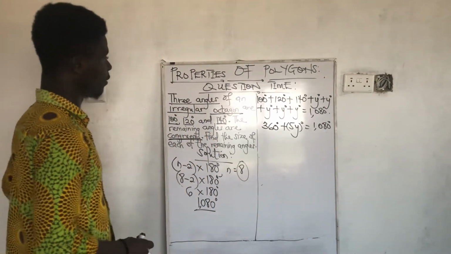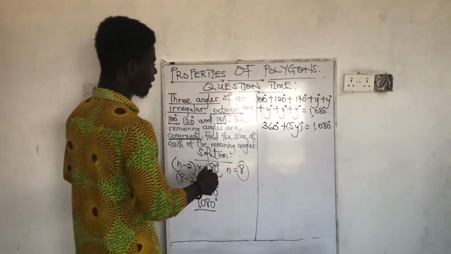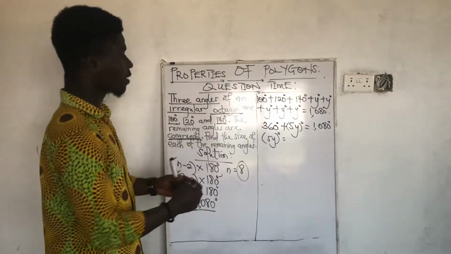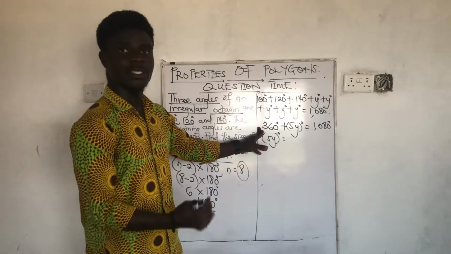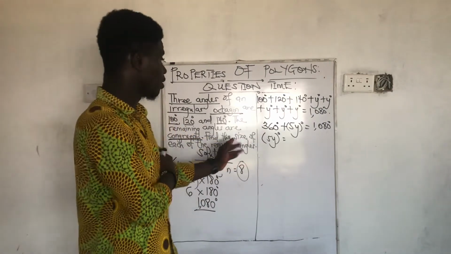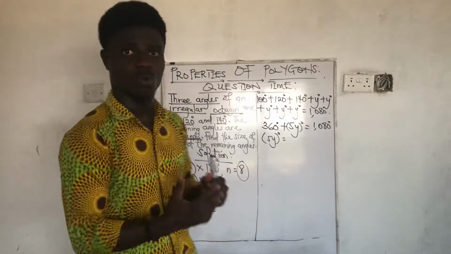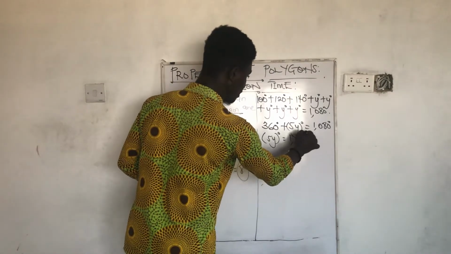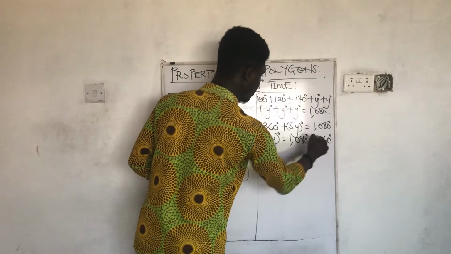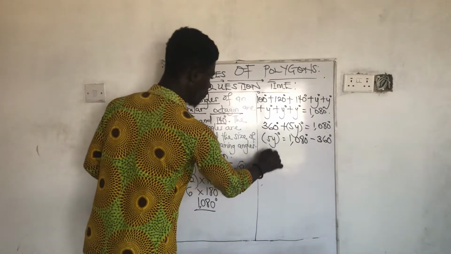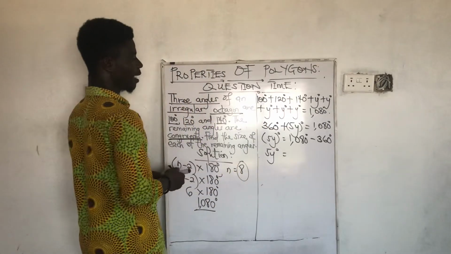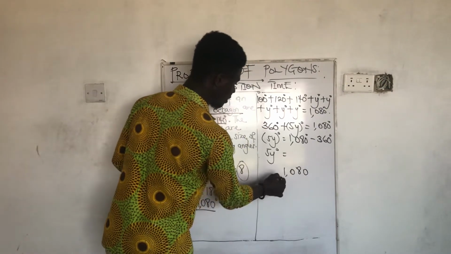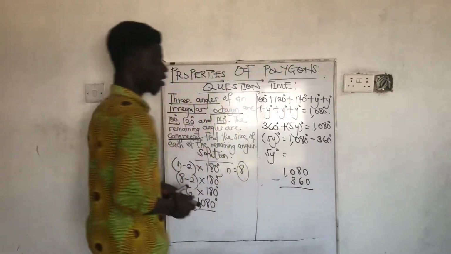So let's continue. Now we'll group like terms. 5y degrees equals 1080 degrees, and 360 degrees crosses the equal sign. Here 360 degrees is at the left hand side of the equal sign, which is positive. So when it crosses the equal sign, it becomes what? Negative. So 1080 degrees minus 360 degrees. So I have 5y degrees equals 1080 degrees minus 360.